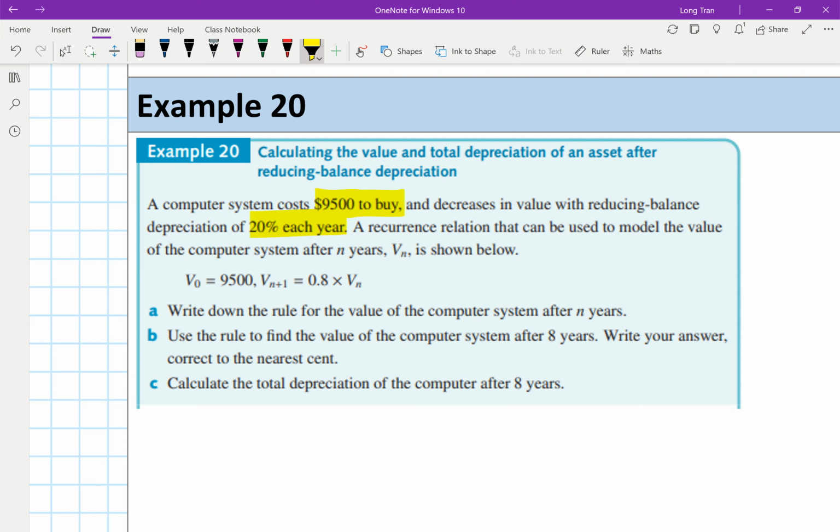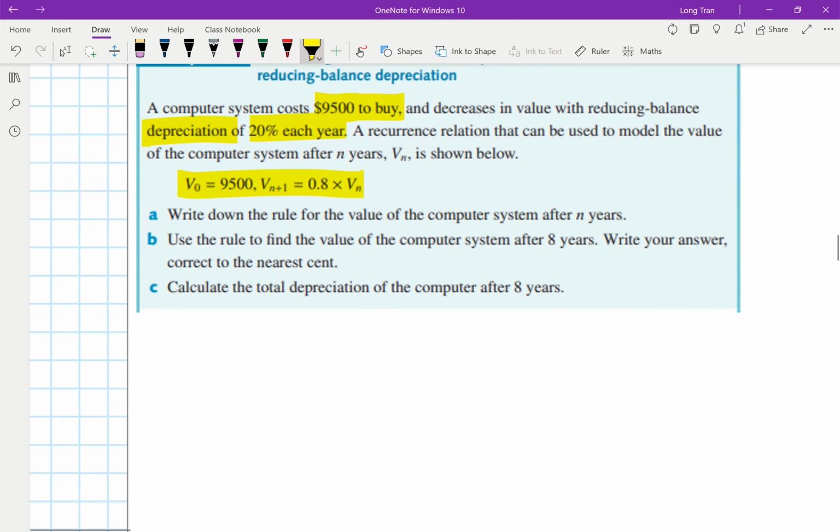See, I don't really mind what the other words are. All I care about is what's happening, what's the rate. I'm depreciating, and it's 20% each year. So that's my rate, okay? A recurrence relation, so here they try to give you the rule. In fact, they've given you the rule already. To understand this concept a bit more, I'm gonna show you exactly where it starts from.